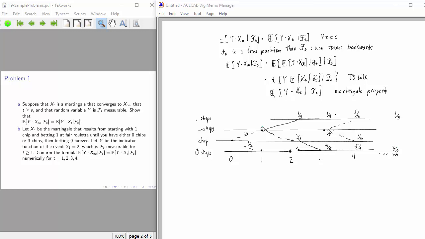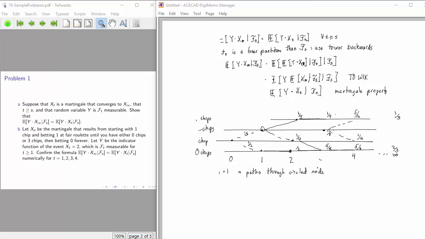I'm going to make a rather simple choice. I'm going to choose the indicator function of the event I have 2 chips after 1 play. So y equals 1 on paths through this circled node. And the little result I just proved says that if I take the expectation of that random variable y, or any other random variable, times x sub t for any t greater than or equal to 1, and condition on the situation at 1, I'm going to get the same result for all time.